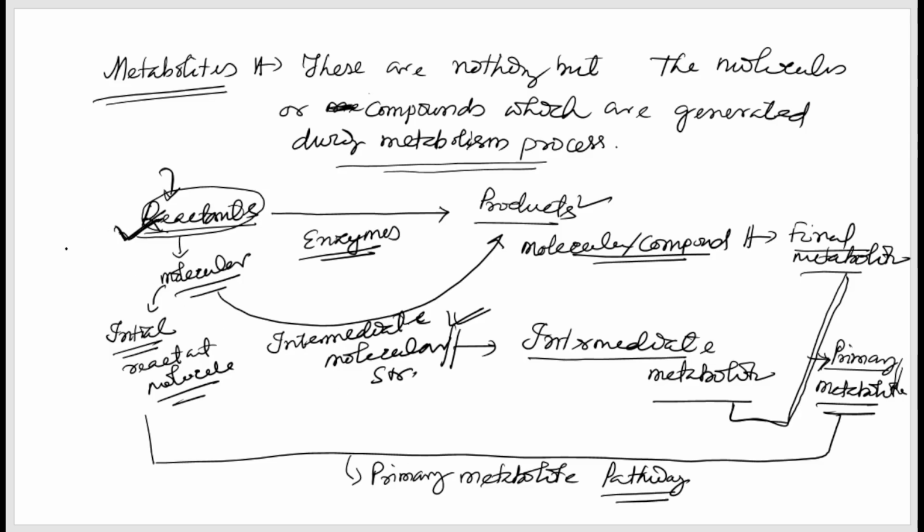So now the question is, why are these metabolites produced in the cell? There are different purposes for which these primary metabolites or secondary metabolites are produced.